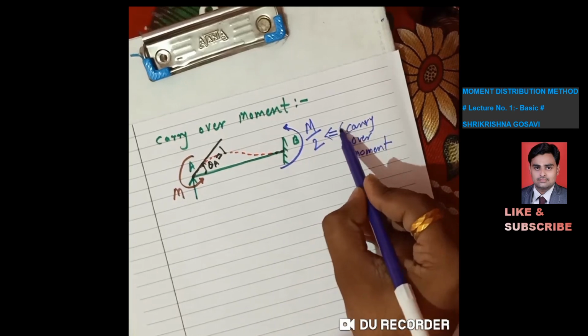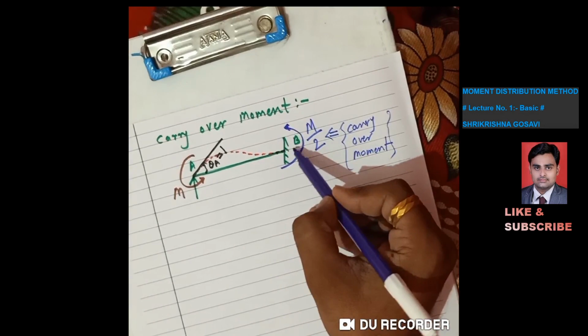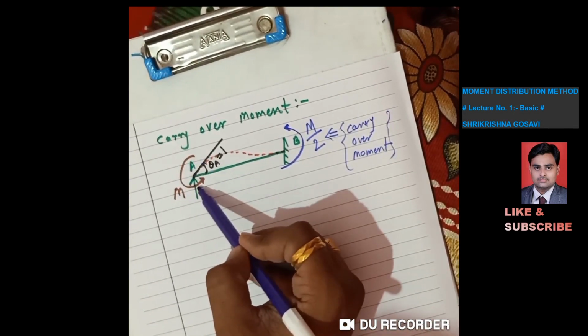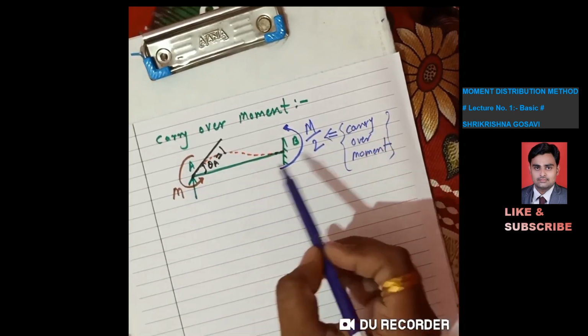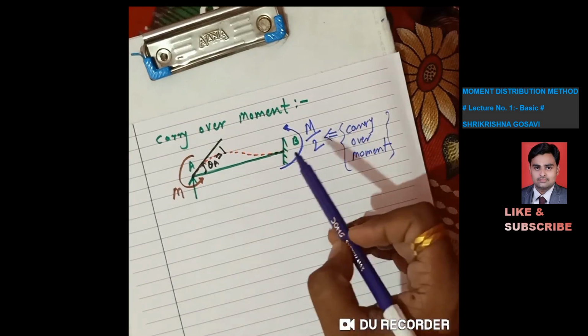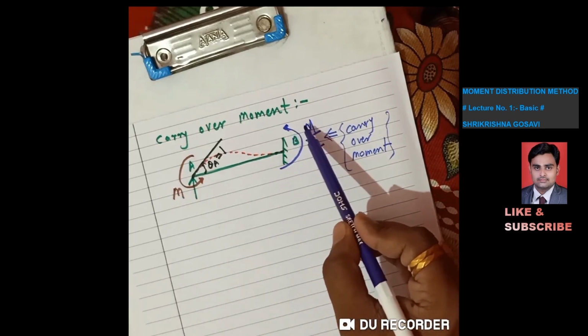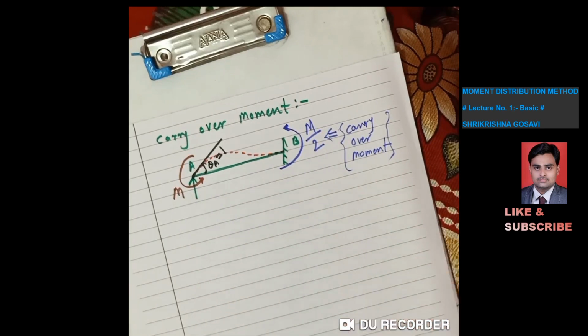So what is the meaning of carryover moment? This moment at point B is not directly applied on the beam. You have applied moment at point A. Due to the application of moment at point A, at point B a moment gets generated or induced. That moment is called the carryover moment. And if the applied moment is M, then the generated carryover moment is M by 2, so half of the total moment M.